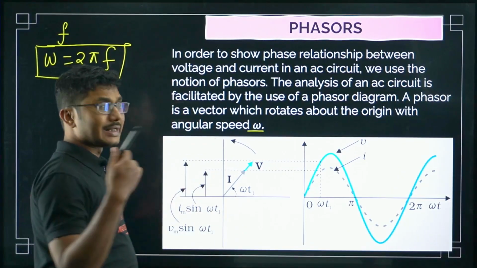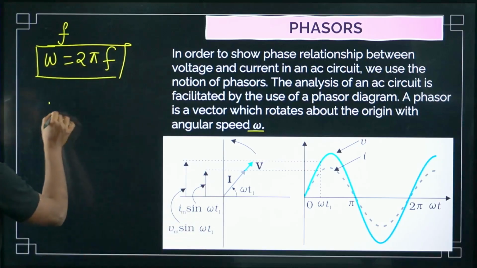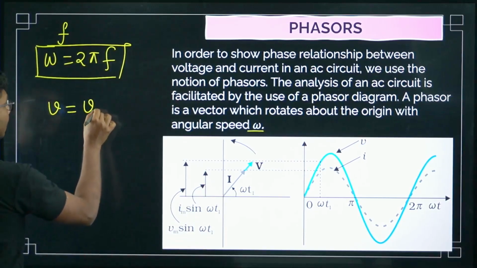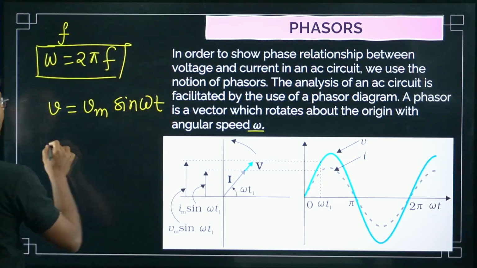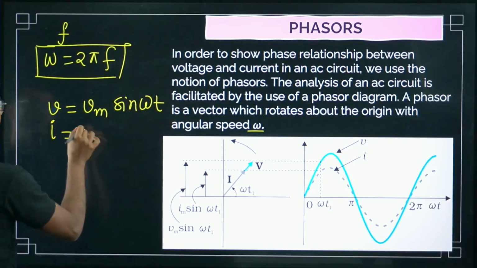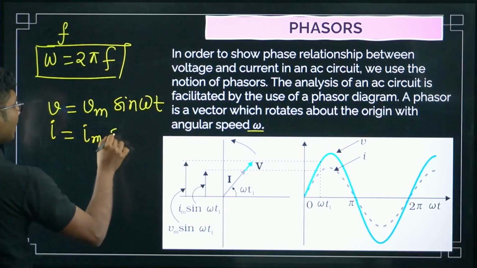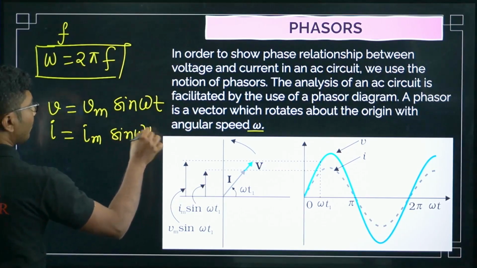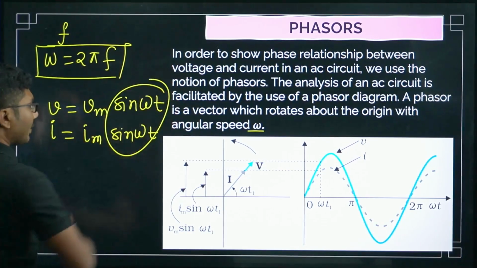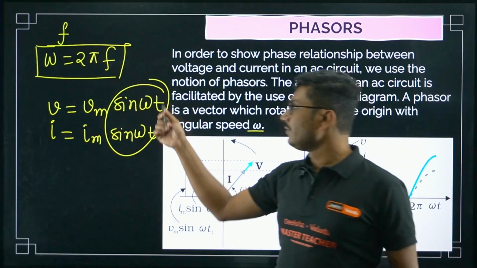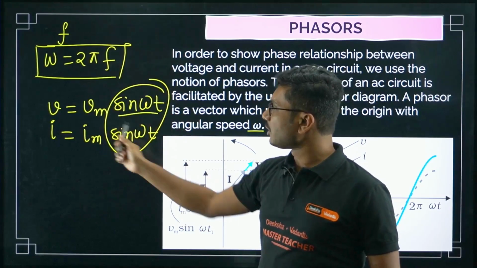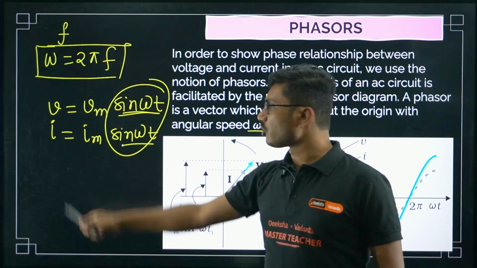Now in case of resistance, voltage was what? The input voltage, Vm sin omega t. What was the output current? Current is generally considered to be the output. So the output current was Im sin omega t. Both of them are related with sin omega t only, so in case of resistance, they are in phase. If there is a difference, suppose this is sin omega t and this is cos omega t.